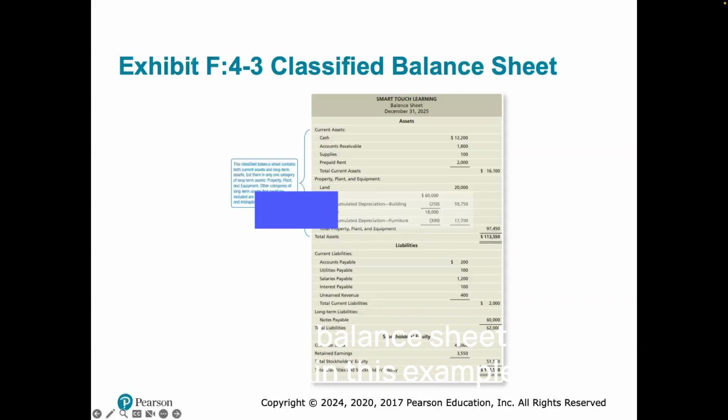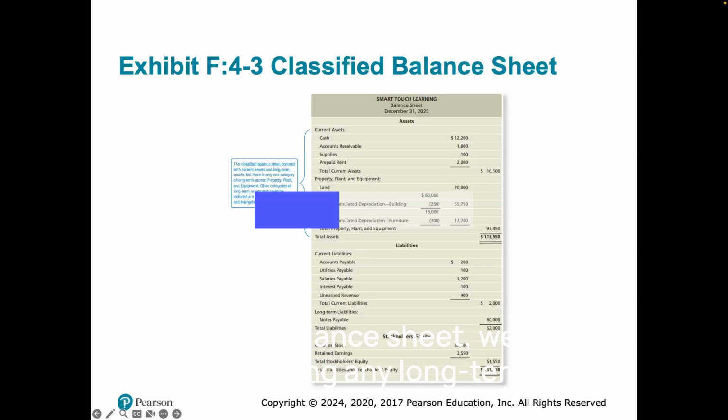Classified balance sheet, as we can see in this example, we break down our current assets. So we have cash, accounts receivable. These are all within a year. Supplies we're going to use. Prepaid rent. Now, this prepaid rent, we know that we're going to use it within the year, so it's a current asset. And then we have property, plant, and equipment.